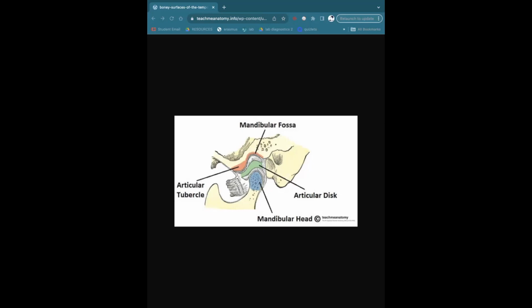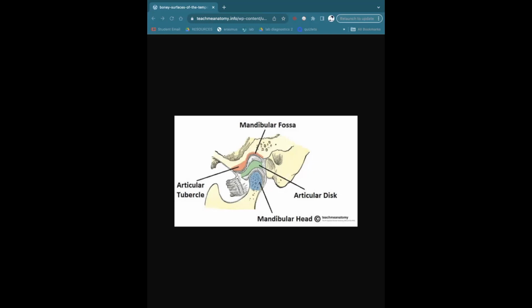Where is it located? So location of the temporomandibular joint. The mandible and the temporal bone of the cranium. And so now they will ask us, where is it located?